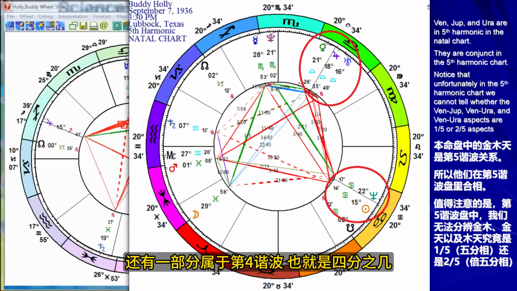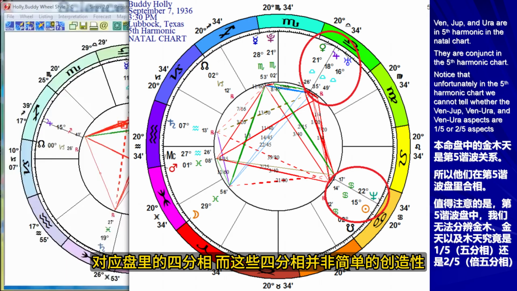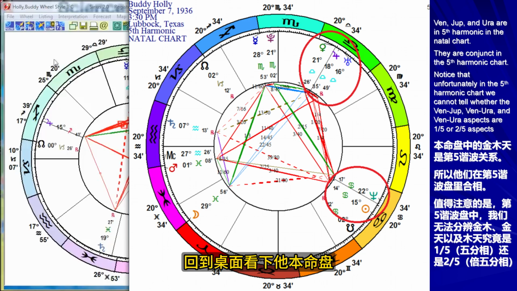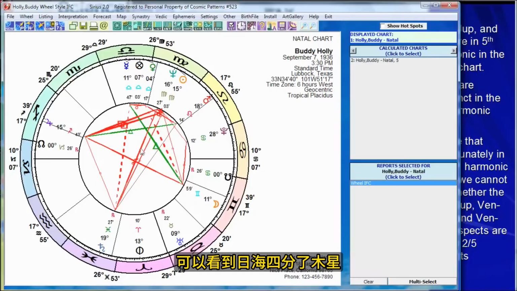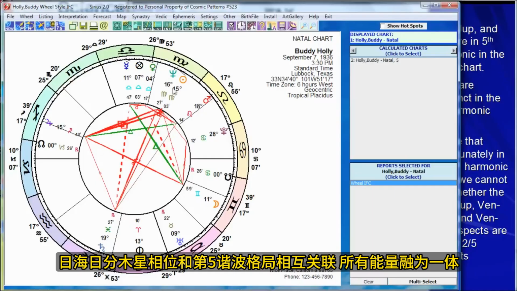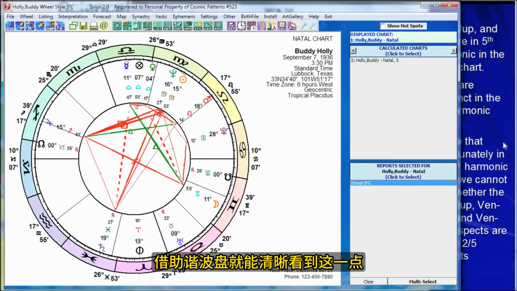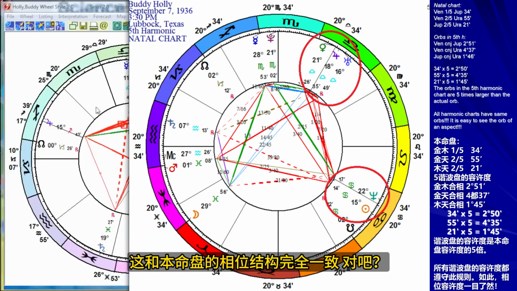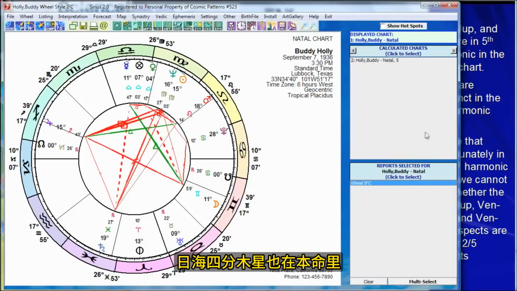And so when they're 4ths, it means they're squares. And the squares are not specifically just creative, but they're working into this creative 5th harmonic pattern. And to go back to his natal chart, which I have in the background, that's his Sun-Neptune square Jupiter. The Sun-Neptune square Jupiter is actually tied up with a 5th harmonic pattern. They're all integrated together. And to see it, you just look at the harmonic chart. Here's the Sun-Neptune conjunction, square Jupiter, the same one he has in the natal chart, right?